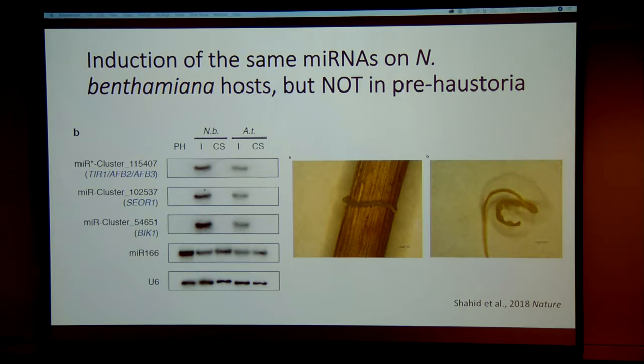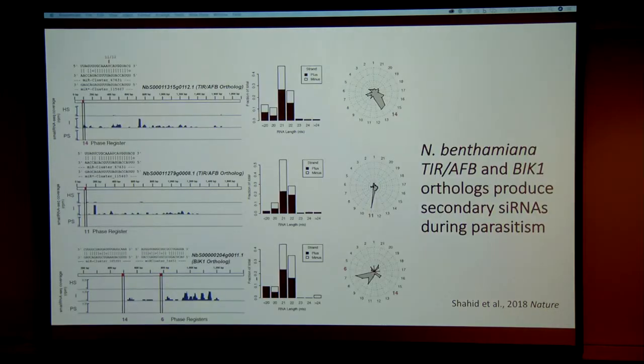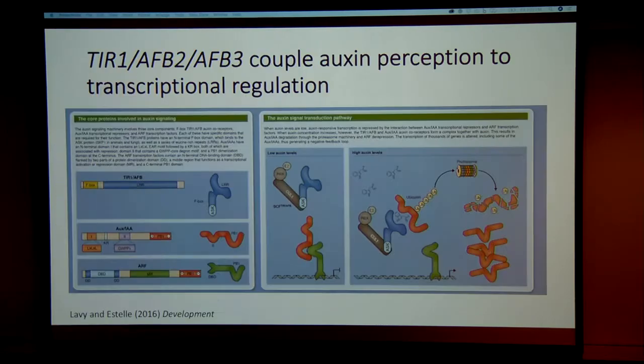If we isolate RNA out of those pre-haustorial bumps, they don't express these microRNAs. That's this lane right here. pH means pre-haustoria, right? So there's some indication that this requires contact with a living host, perhaps a metabolic cue, perhaps just water, I don't know. And we're sort of following up on that. This is just showing in Nicotiana benthamiana, yeah, we find homologs of the same genes making these secondary siRNAs. So all that makes sense.